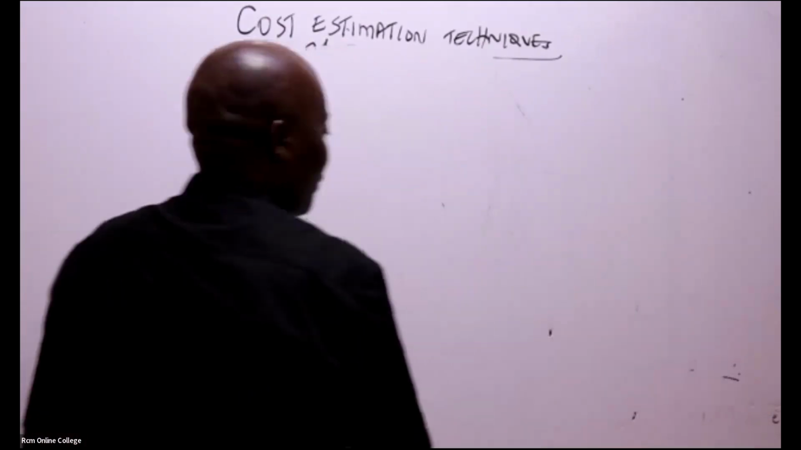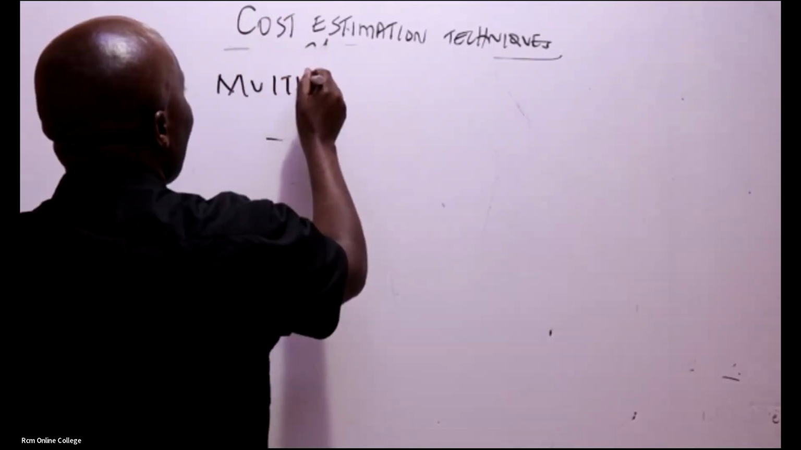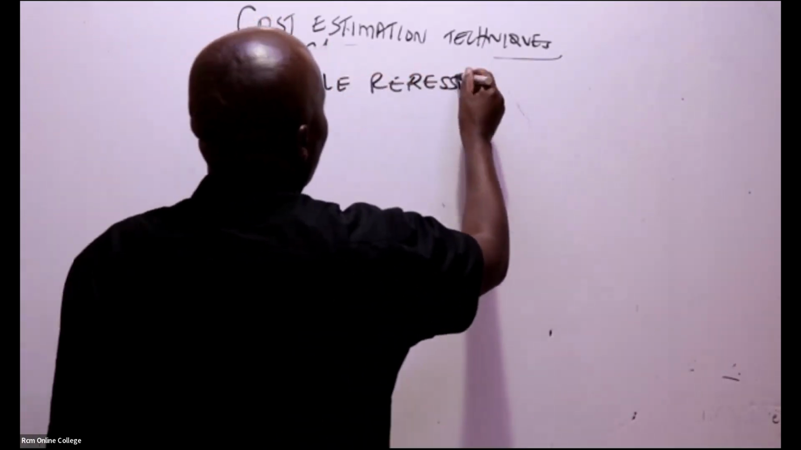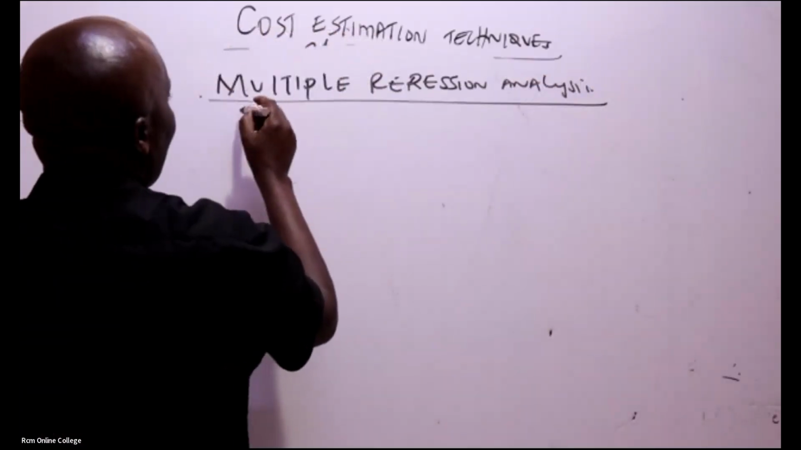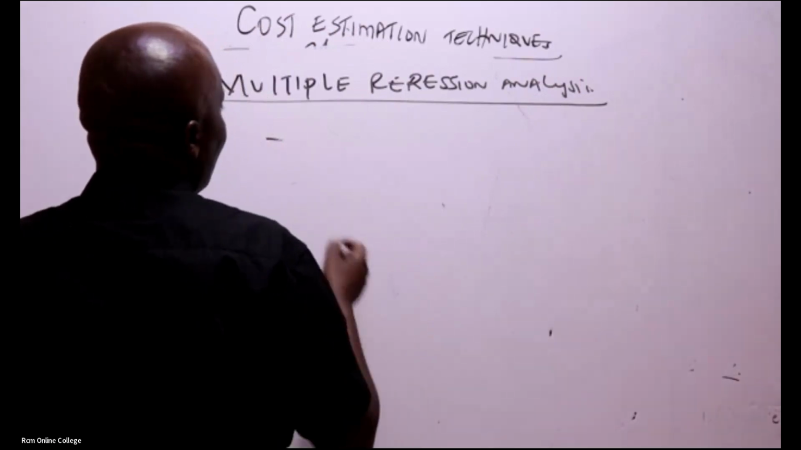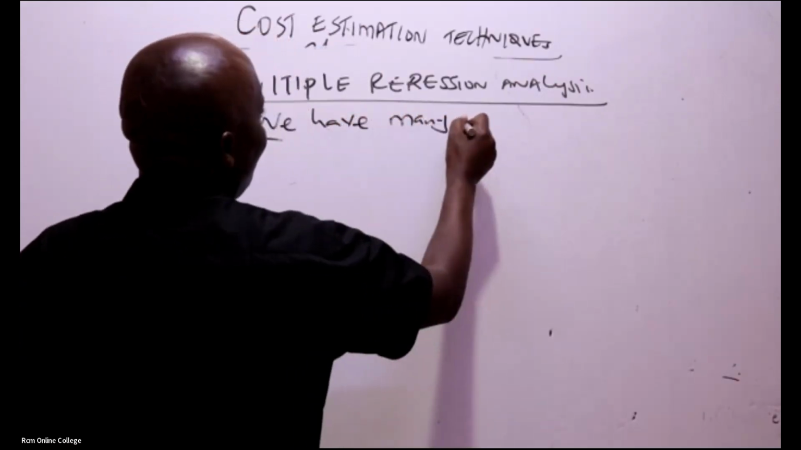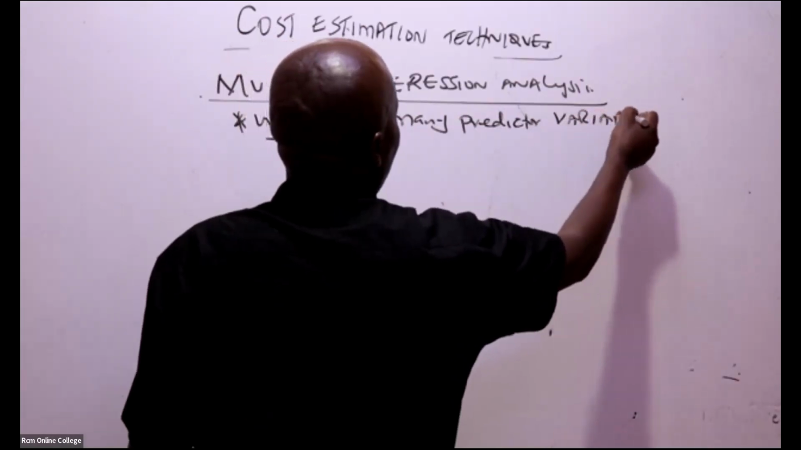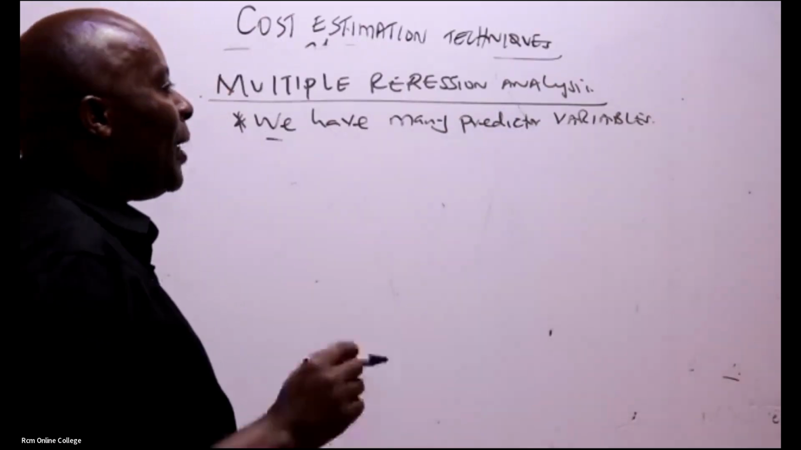ANOVA table. Yeah, in most cases, they will test you on multiple regression analysis. So basically, in this case, under multiple regression analysis, we are given 2 or more predictor variables. We'll be given many predictor variables.